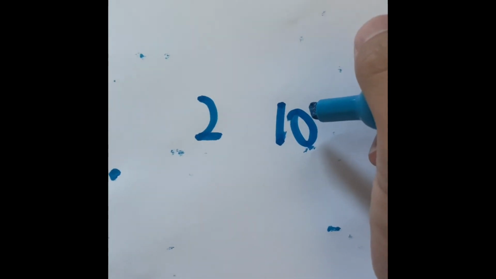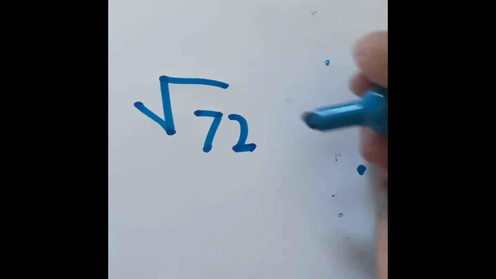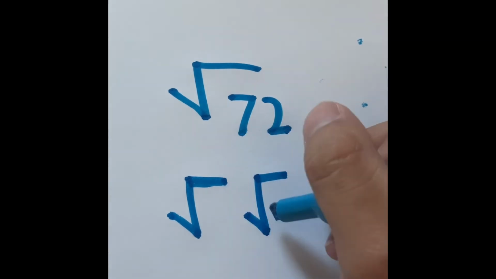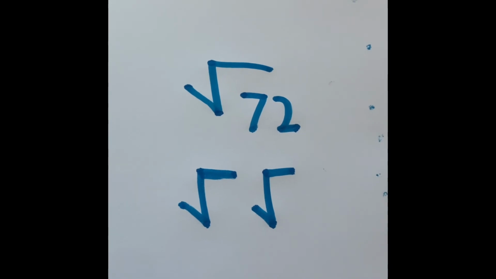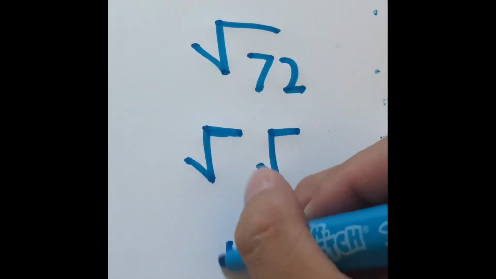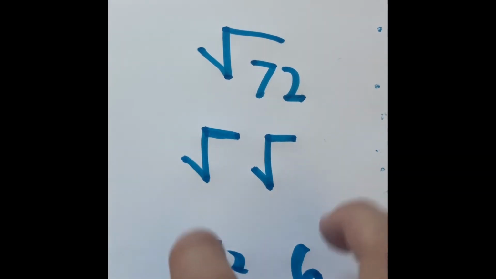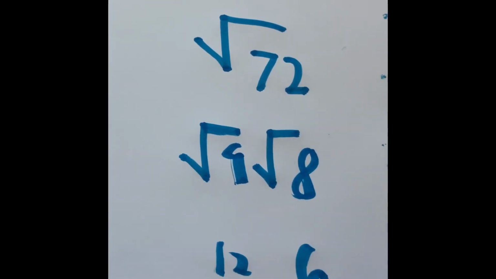Why can't we just choose 2 and 10? Well, 2 and 10 are not perfect squares, or at least one of them is not a perfect square. When you try to find the perfect square of something like 72, you'll want to find 2 numbers that both go into 72. We can do 12 and 6, but none work because neither of them is a perfect square. If we say 9 and 8, we can definitely do that.